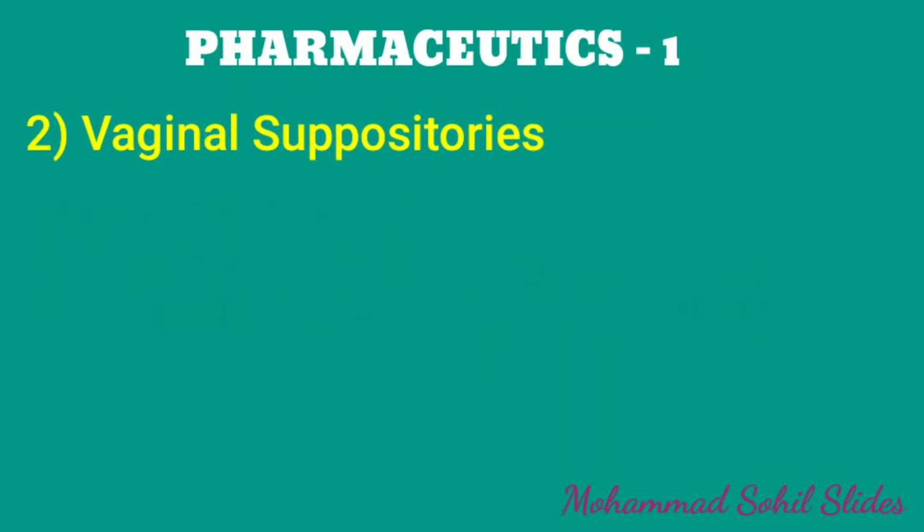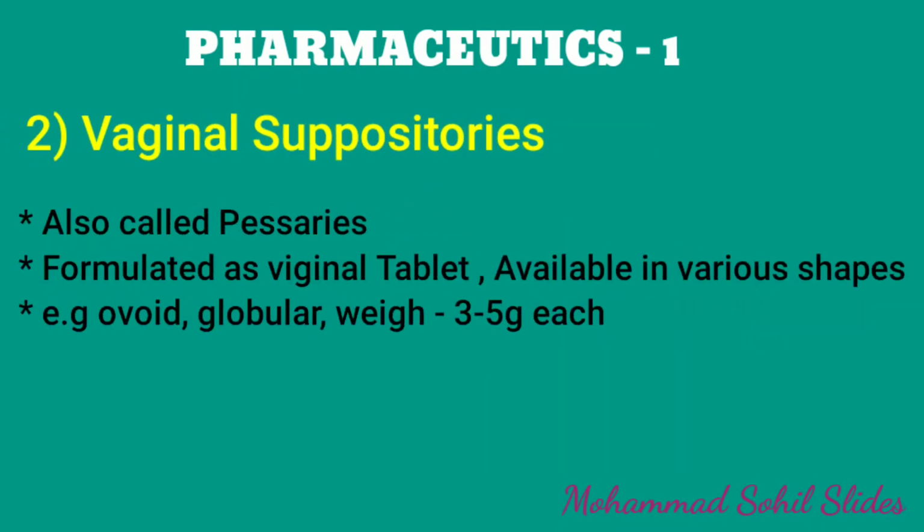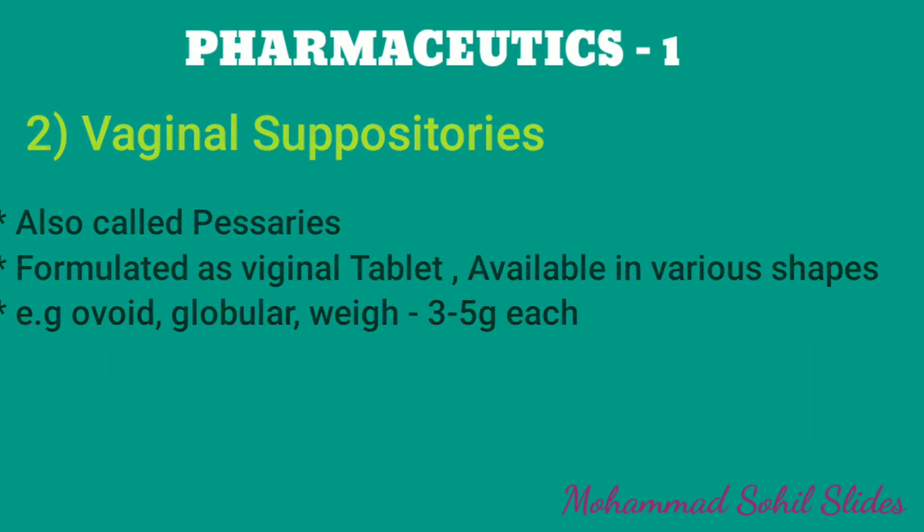Then second, vaginal suppositories. Vaginal suppositories are also called pessaries. Vaginal suppositories are formulated as vaginal tablets. These tablets are available in various shapes, for example ovoid or globular, and weigh approximately 3 to 5 grams each.